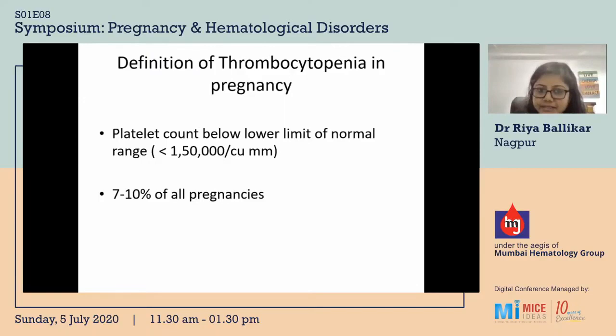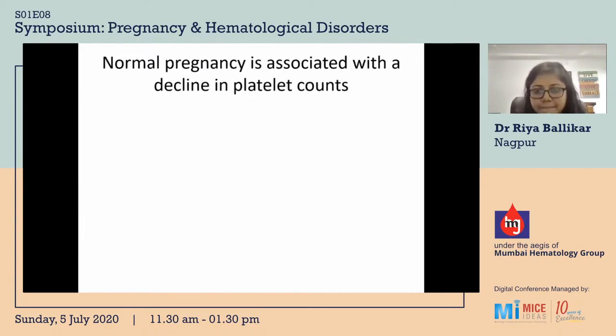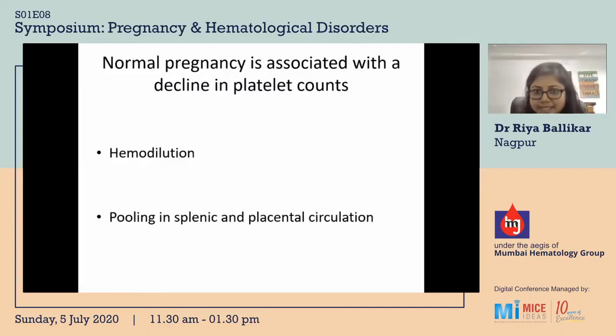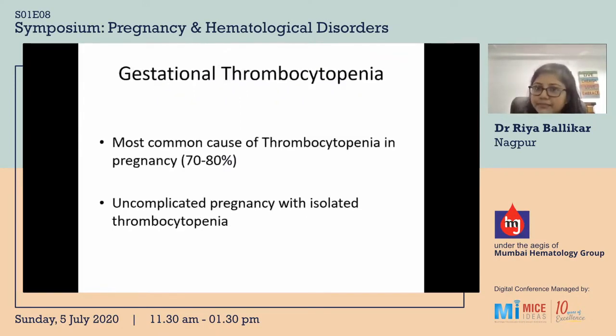If we take this definition, 7 to 10% of all pregnant ladies would be suffering from thrombocytopenia. But we have to remember here that normal pregnancy is associated with a decline in platelet counts. This is because of hemodilution, as the blood volume increases, and because of pooling in the splenic and placental circulation, resulting in sequestration of the platelets. So normal pregnancy is associated with a decline in platelet counts.